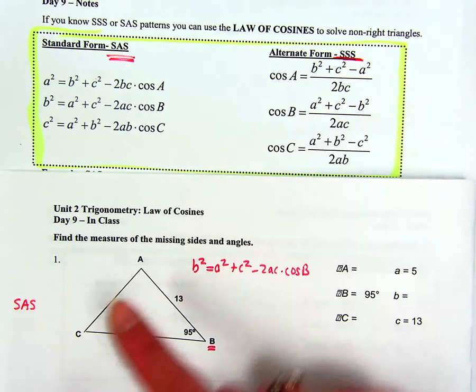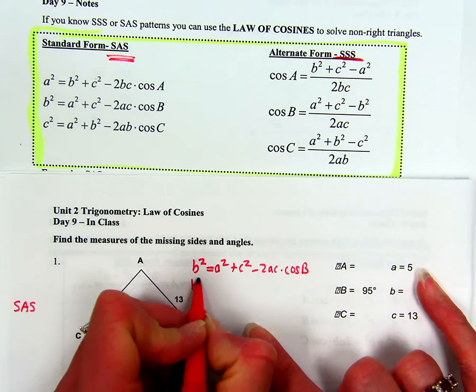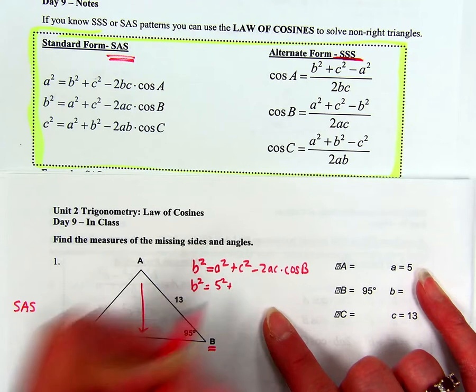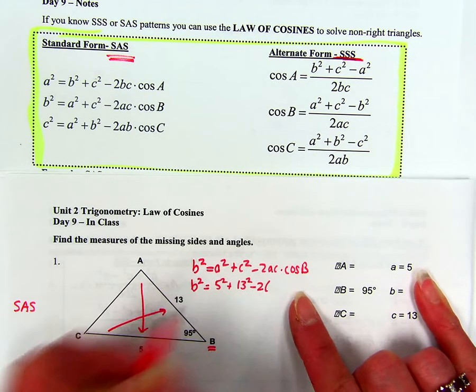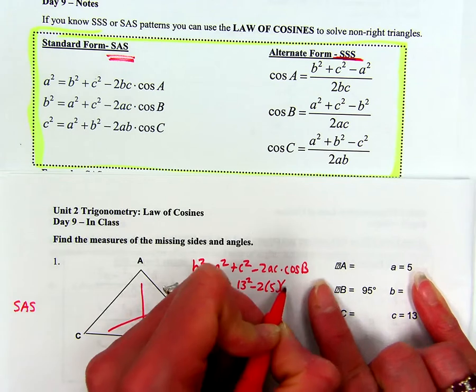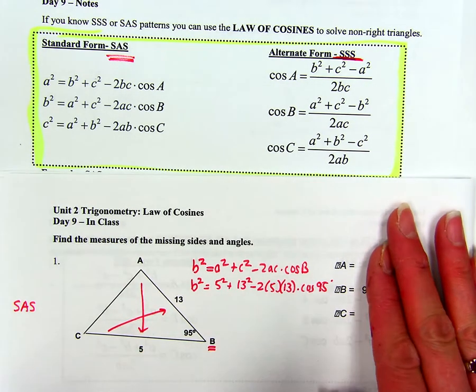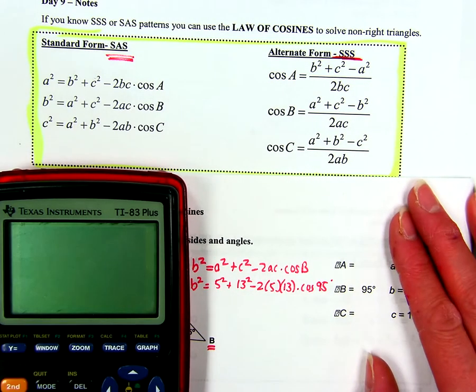And then I'm going to fill in any numbers that we have. So remember, lowercase letters refer to sides. I don't know side B, but I know side A is 5. Side C is 13. And then A again is 5. C is 13. And cosine of angle B is 95 degrees. All right, so from here on out, it's just plug it in your calculator. Do it all at one time.